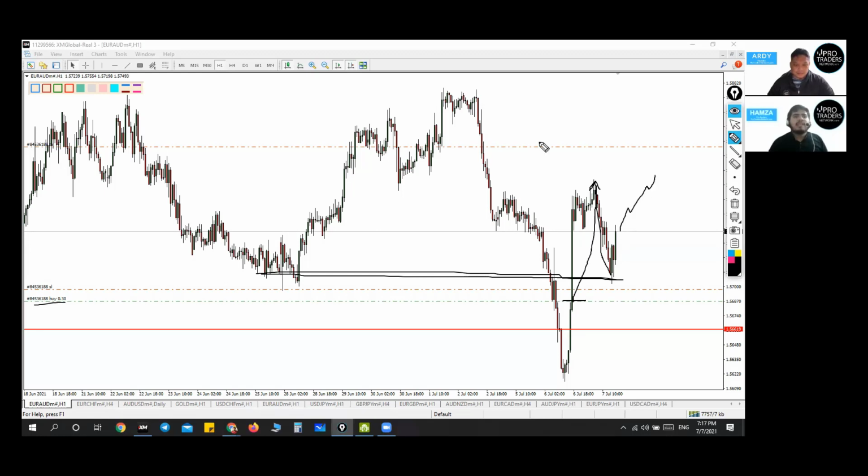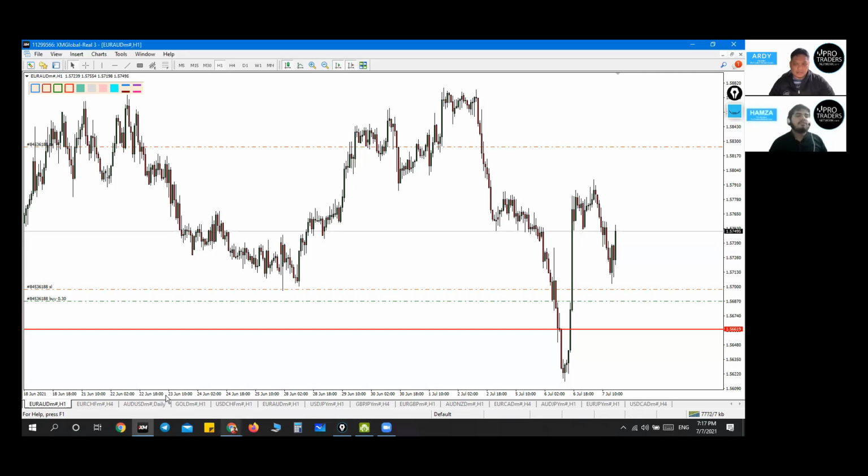If it moves aggressively, I will keep my target up to these areas. If it starts ranging here, I will probably close at this price. So let's see how this trade went out. Let me show you the reason why I took this trade.